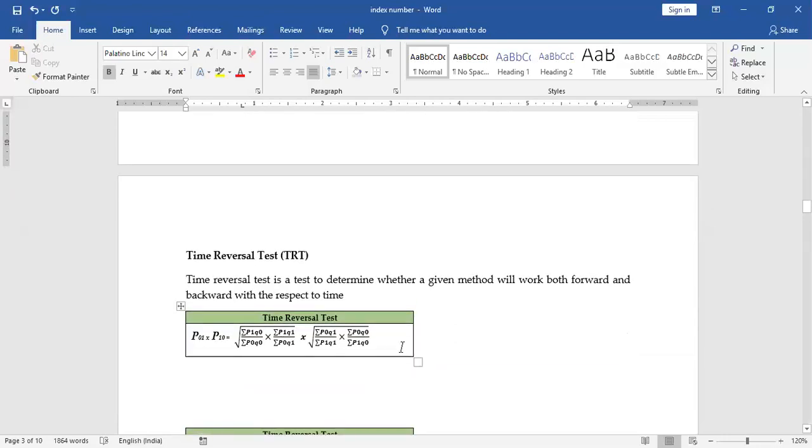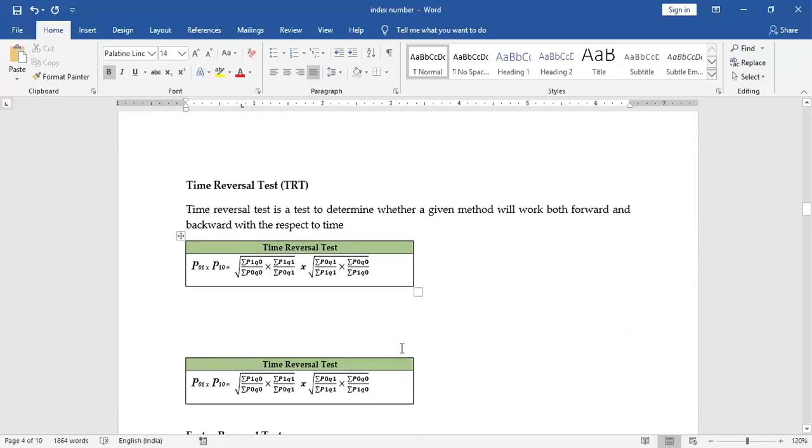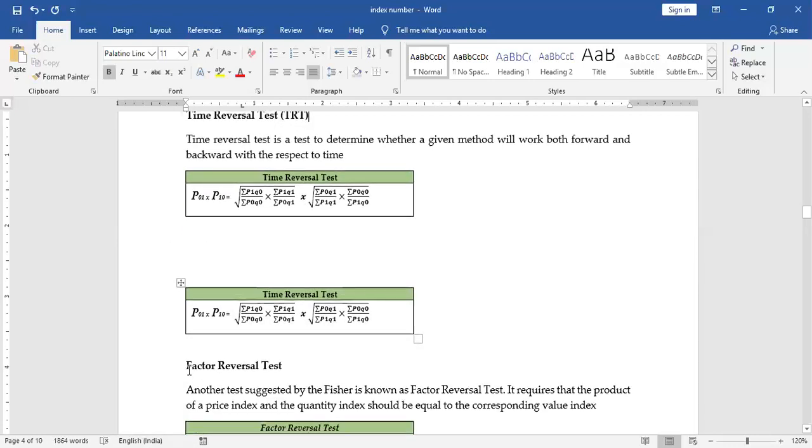Next, there are two tests applicable to Fisher's price index number. Fisher's index number satisfies two tests, a very important point to remember. One is the time reversal test, which we call TRT, and the next is the factor reversal test, which we call FRT.